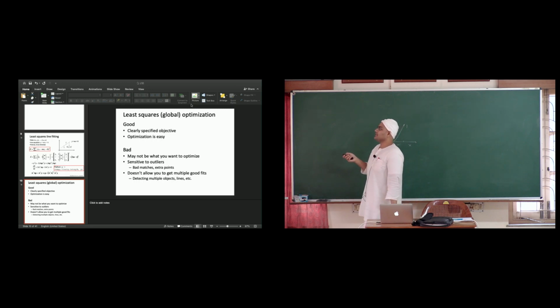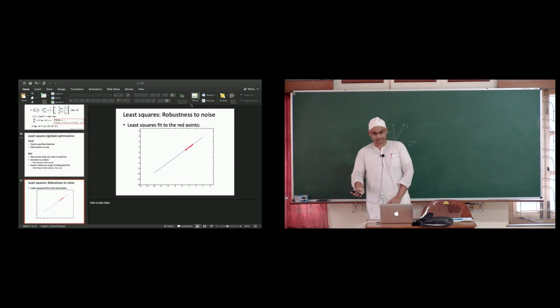So it is a good thing, clearly specified objective, optimization is very easy, just a closed form one. What is bad? It may not be what you want to optimize, because you may want to really get a line that goes through most of the points, but it is sensitive to the outliers. If it is a bad match, it is going to cost you points. Any outlier is devastating for this algorithm, least squares, okay? And of course, you cannot get multiple fits. So that problem would be there.